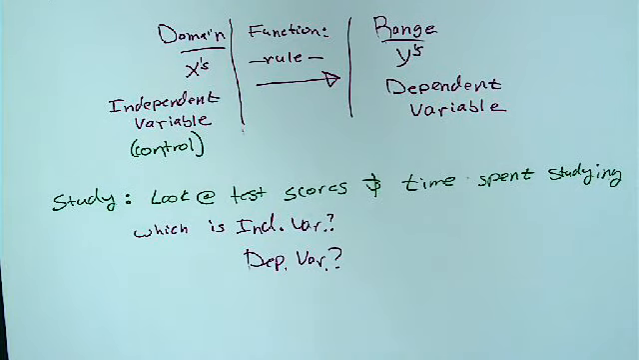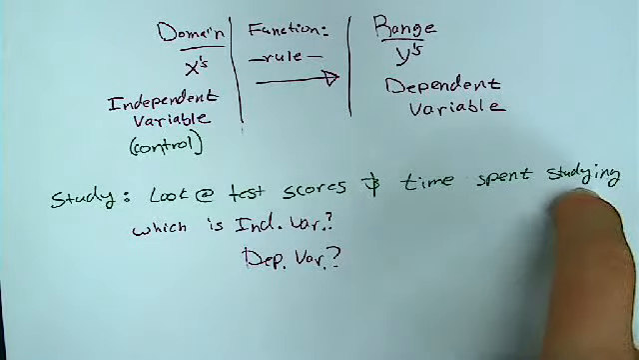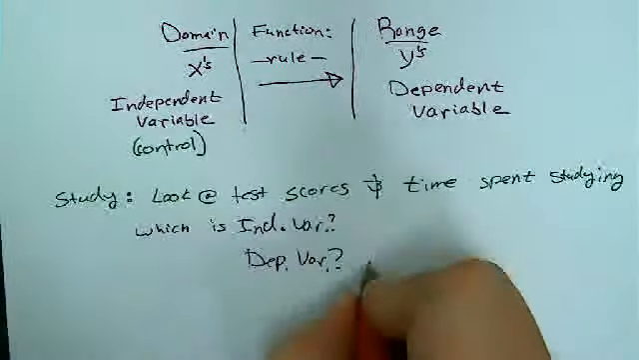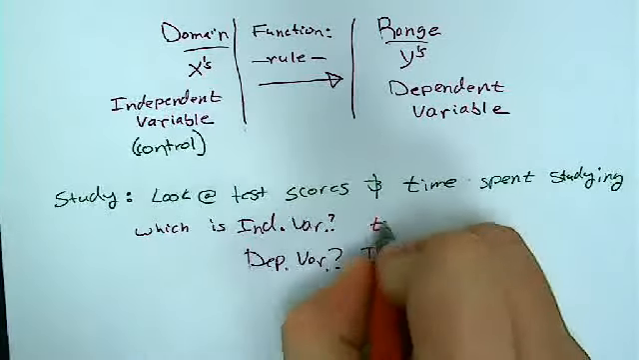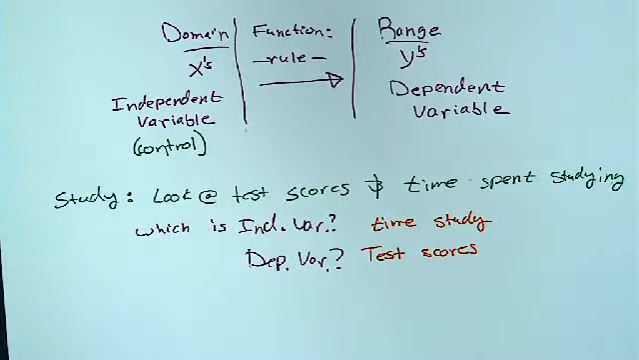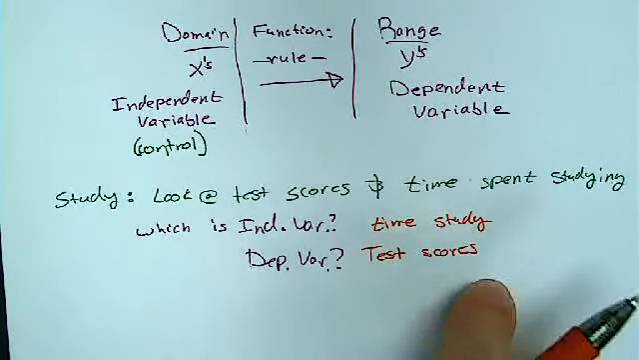Let's start with the idea of the dependent variable. Which of the two collections of numbers, your test scores or the time you spent studying, is more likely to be dependent on something else? Test scores? And then study would be the independent. That kind of makes some sense. We want to see if the longer you study, how that controls what your test score is.